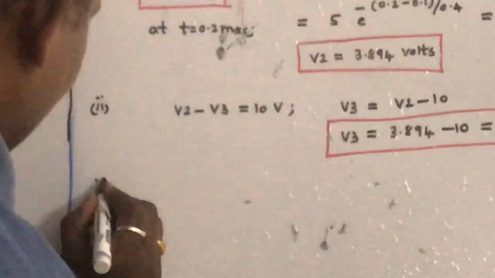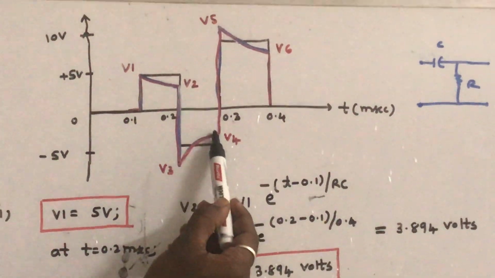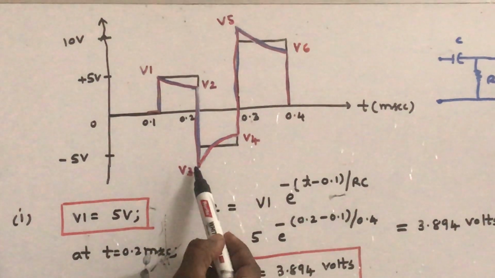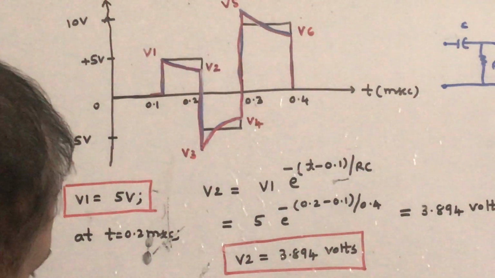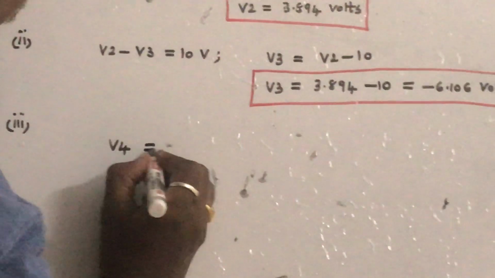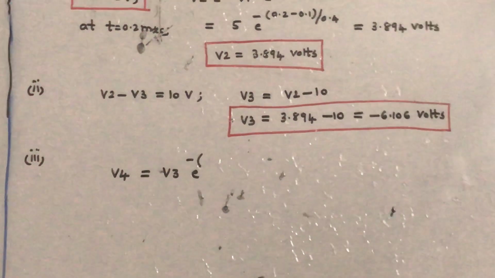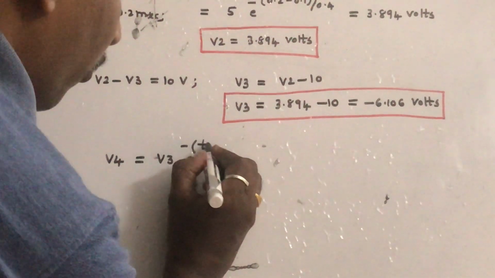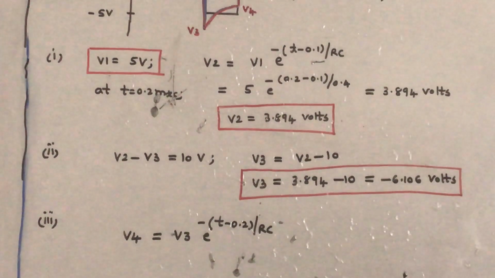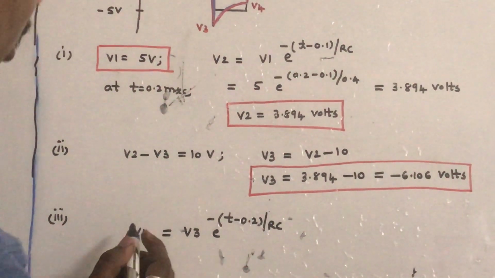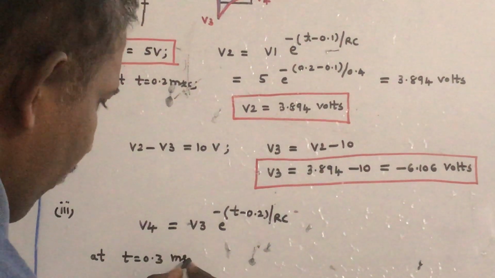V4, from point 3. You can see from this graph, it is an exponentially decreasing graph, which has the initial value of V3. So V4 we can easily write as V4 is equal to initial voltage V3, because it is decreasing exponentially, e power minus, where this exponential decrease starts at t is equal to 0.2, (t minus 0.2) by RC. At what time do we want V4? At t is equal to 0.3 milliseconds we want the value of V4.